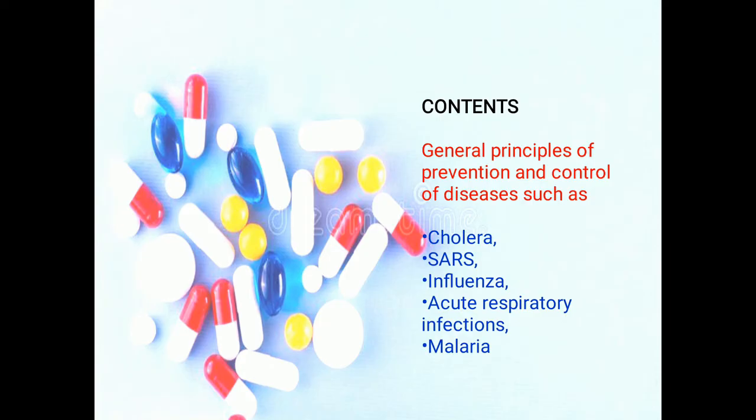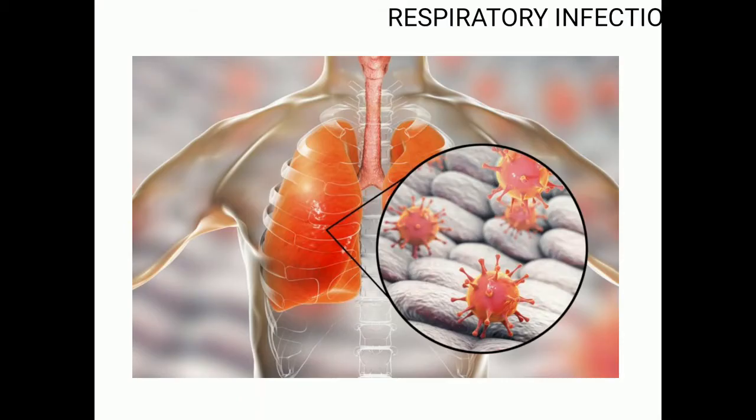Firstly, the content of this presentation is the prevention and control of some diseases: cholera, SARS, influenza, acute respiratory infection, and malaria. Respiratory infection may be of two types: the acute respiratory infection or the severe respiratory infection. Both are part of respiratory infection, so we can discuss them one by one.